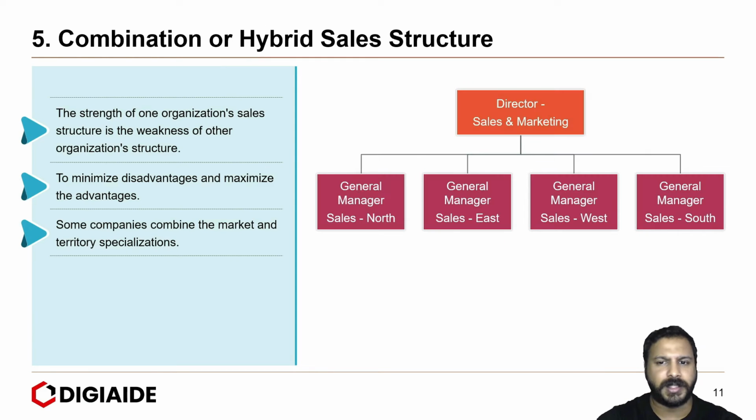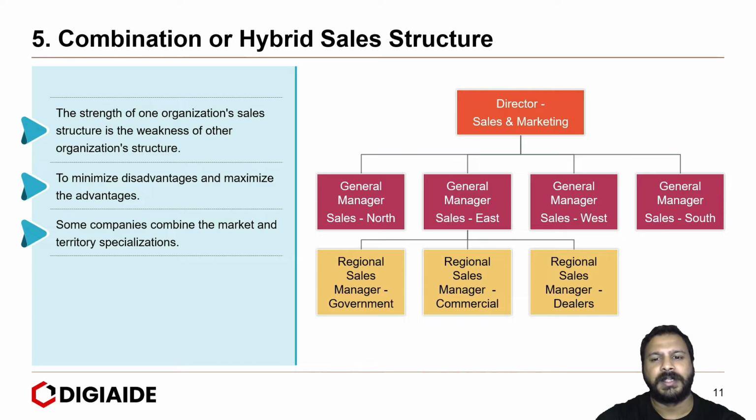Let's see how. For instance, we have the director of sales and marketing, and then we have the general managers based on territory, that is north, east, west, and south. Moving further, under each territory, for instance, under sales east, you have regional managers for a market-oriented structure such as government, commercial, and dealers. The same would be repeated for a general manager under north, west, and south. Thus, the ones marked in pink are based on territory, and under each territory, there would be a regional sales manager for different kind of markets.